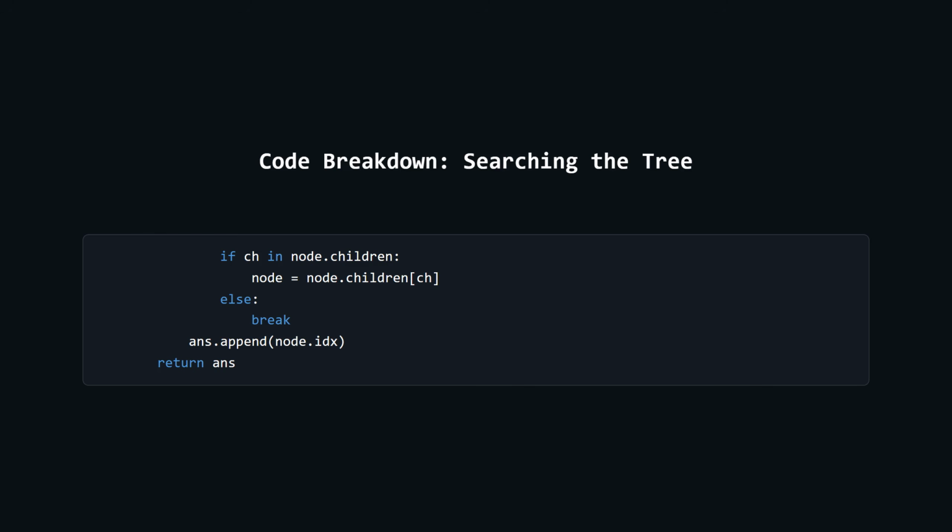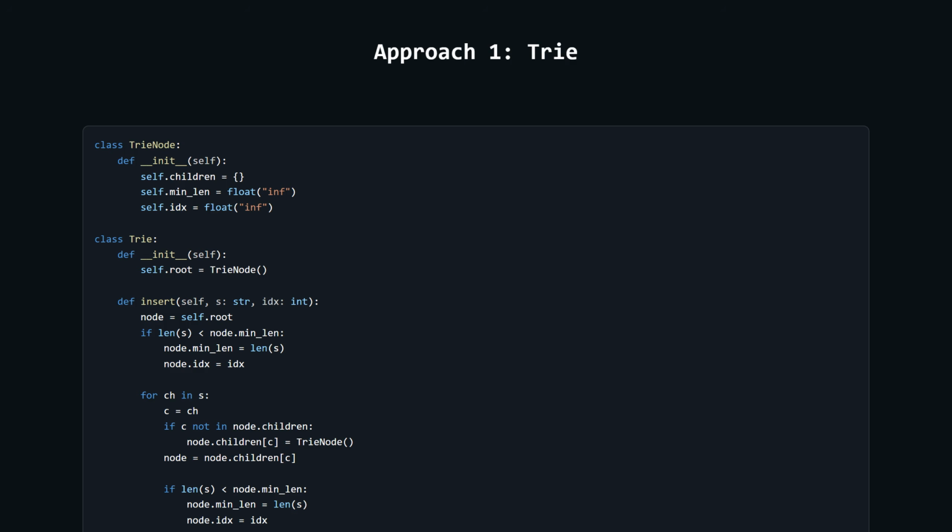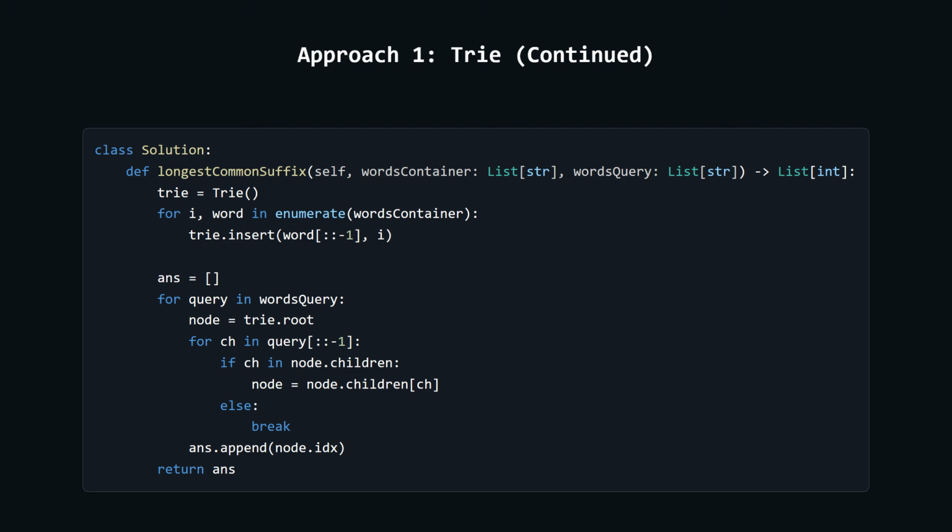We travel down the tree as far as the matching letters take us, and the moment we can't match a letter, or we run out, we just break out and grab the perfect index that was pre-calculated and stored right at that exact spot. Putting it all together, here is the first half of the Python code containing the classes, and here is the second half, with the main loop that builds the tree and searches it.